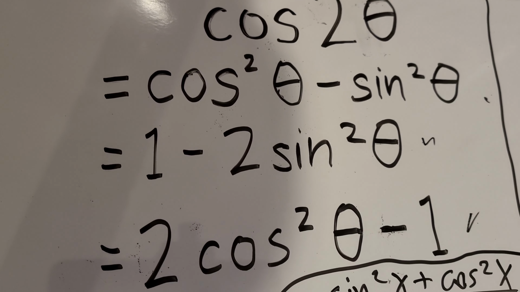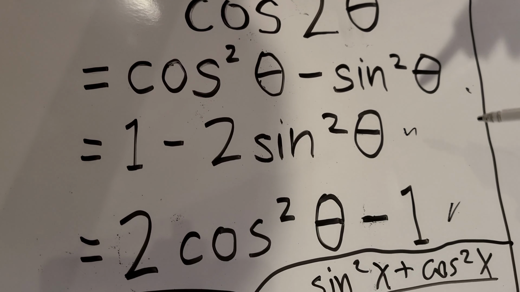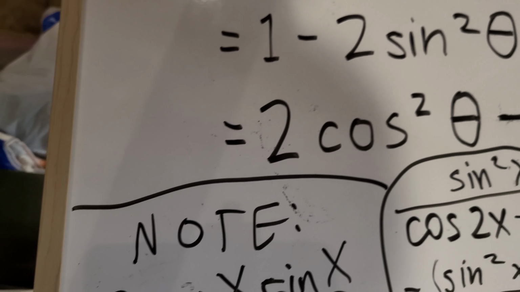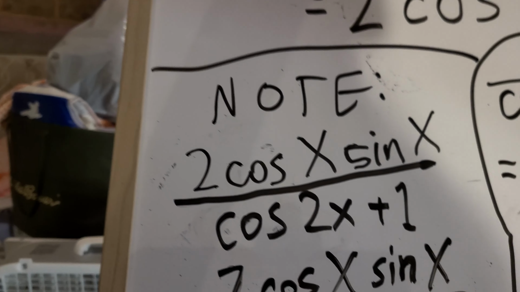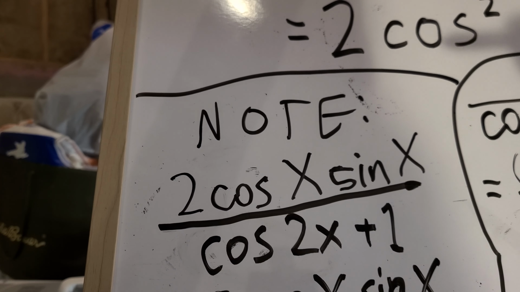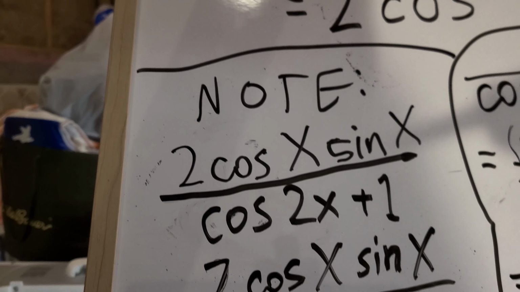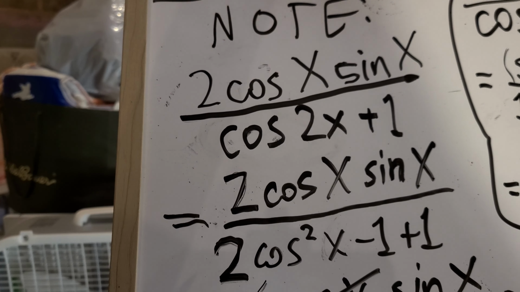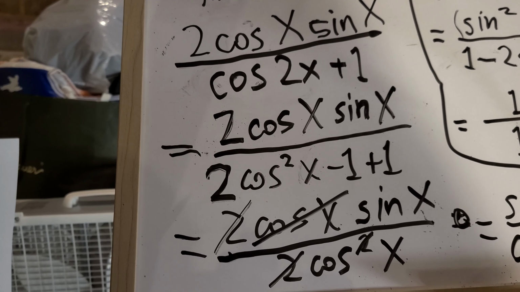For the last two options, that being 1 minus 2 sine squared theta and 2 cos squared theta minus 1, you pick the one in which you're most able to simplify the terms that are close to it. Here's some examples. For this one, since there's a plus 1 beside the cos 2x, if you choose the 2 cos squared x minus 1, then the 1 and the minus 1 cancel, and that allows you to simplify to sine x over cos x.